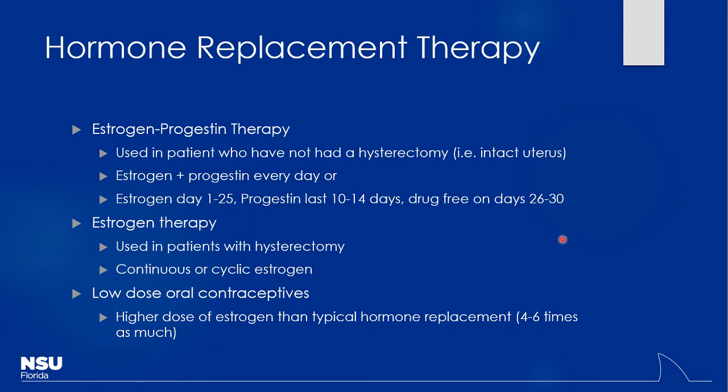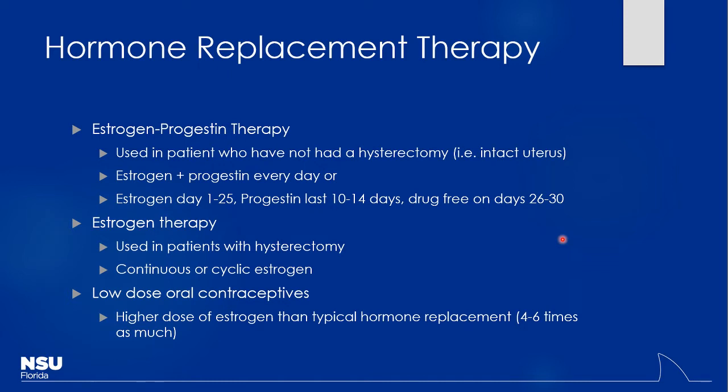normal cycle. And so you may find that some products may give, say, estrogen on days 1 through 25, and then they'll add in, say, progesterone on days 10 to 14, and then maybe have a drug-free period from day 26 to 30, for instance, right? Some of that is being done to try to help mimic what that normal cycle would have been for that patient before they went into menopause, right?